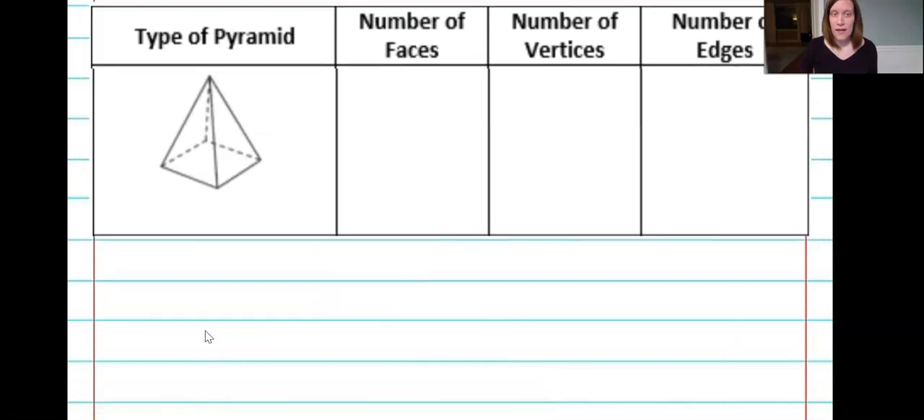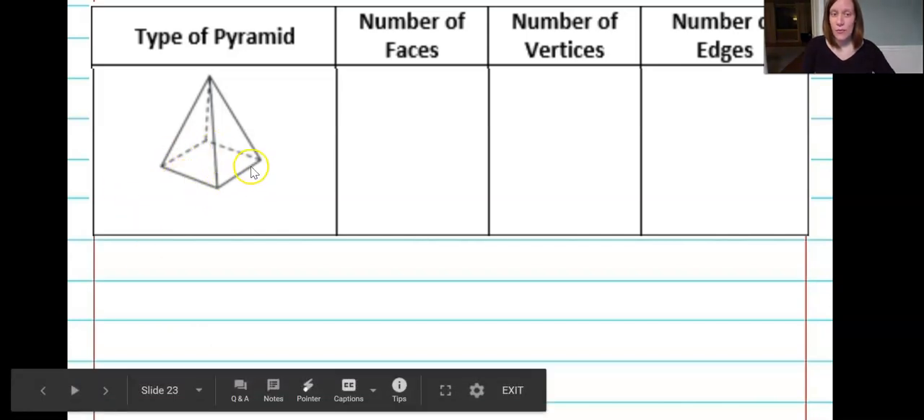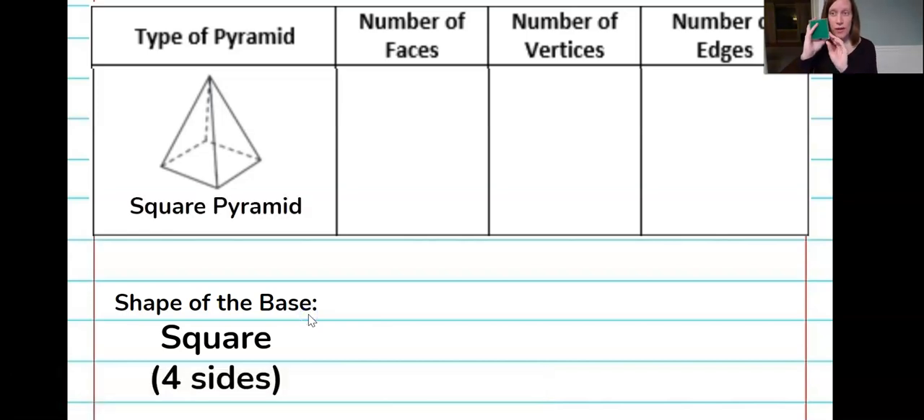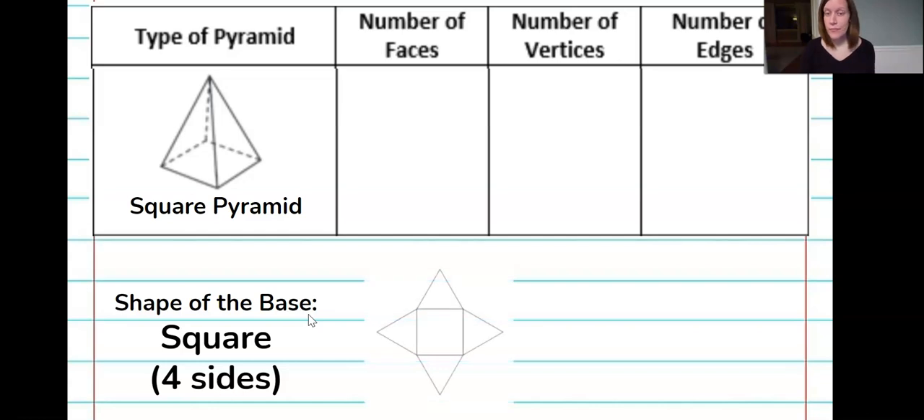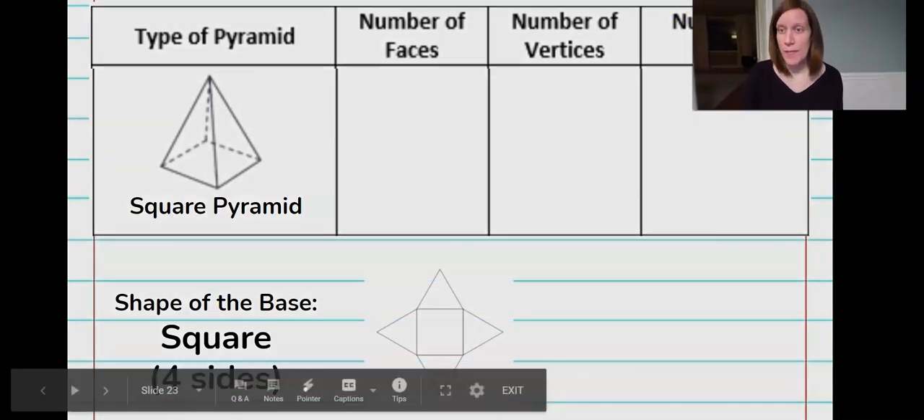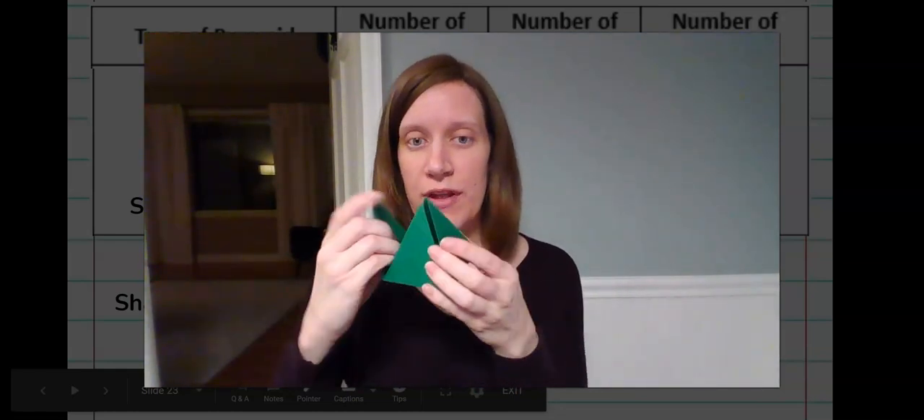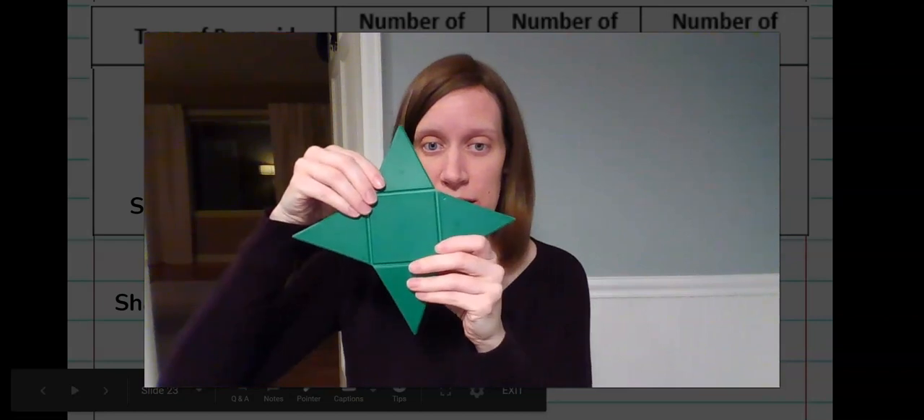Our next type of pyramid is a square pyramid, and I'm saying it's a square pyramid because I look at the base right here and it is a square. The base is a square which has 4 sides, so this is a square pyramid. I have one of those as well right here. The bottom is a square. Okay, if I open that up, it looks like that. You can look at mine and you can see here's my pyramid. When I open it up for the net, all of the faces that make that are right here.